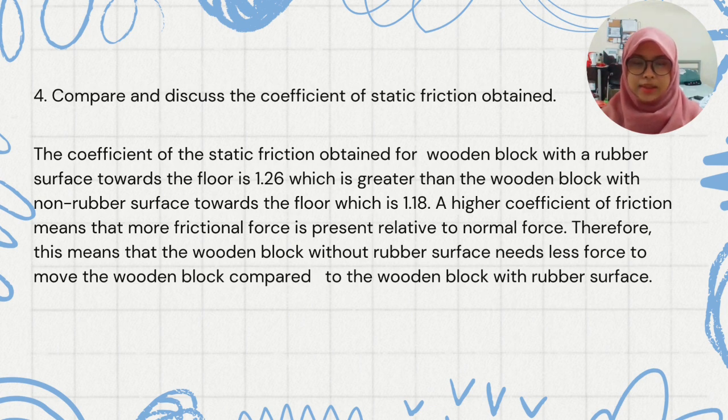Now, last but not least, compare and discuss the coefficient of static friction obtained. The coefficient of static friction obtained for wooden block with a rubber surface towards the floor is 1.26, which is greater than the wooden block with non-rubber surface towards the floor, which is 1.18. A high coefficient of friction means that more frictional force is present relative to normal force. Therefore, this means that the wooden block without rubber surface needs less force to move compared to the wooden block with rubber surface.